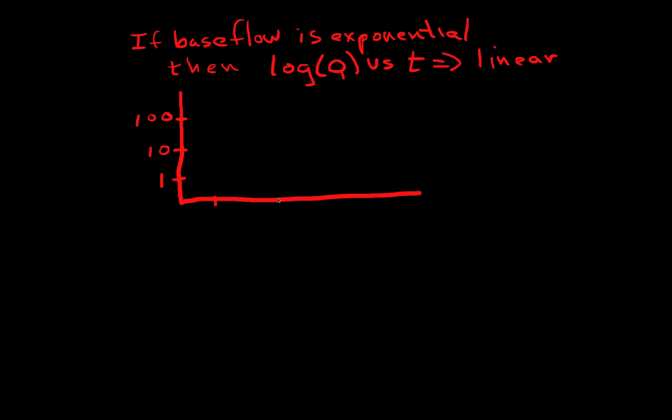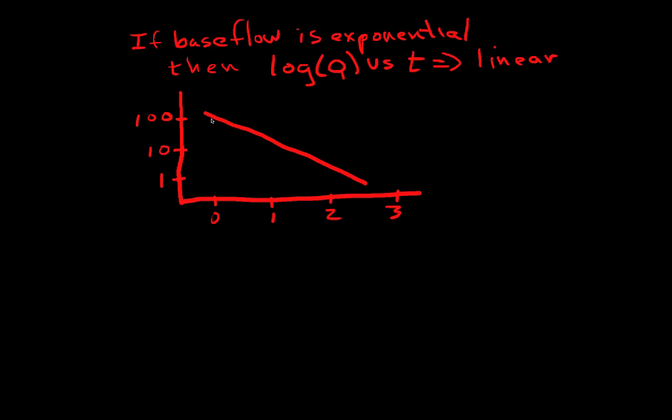And now I put some time intervals on here: 0, 1, 2, 3. And I'm going to draw a straight line. Okay, so any exponential curve will plot as a straight line. And so this is one way of determining that our base flow is exponential, is plotting it on a log plot. And if you see it showing up as a straight line, then you know you have an exponential decay.